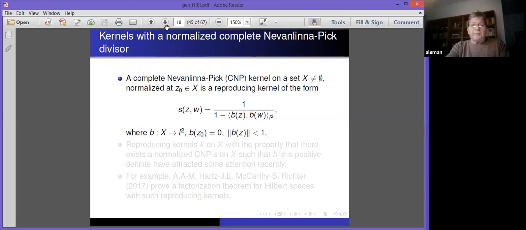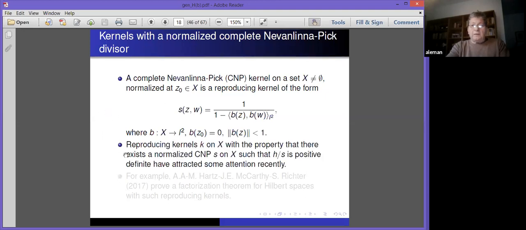And recently, or at least for me, people looked at kernels with the property that you can divide such a normalized CNP and stay positive definite. So you're looking at a kernel K with the property that there is a normalized CNP S, such that K over S, I'm very sorry, this H is a K, is positive definite. So looking at that. Why?